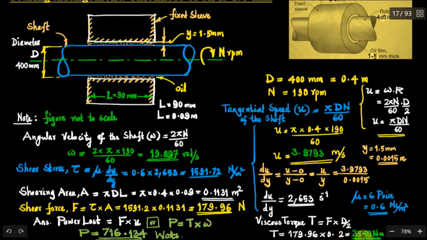If you multiply this viscous torque by the angular velocity 19.897, you are supposed to get the same power we got now, 716.134 watts. In fact, by solving these numerical problems, we were really demonstrating the applications of Newton's law of viscosity.